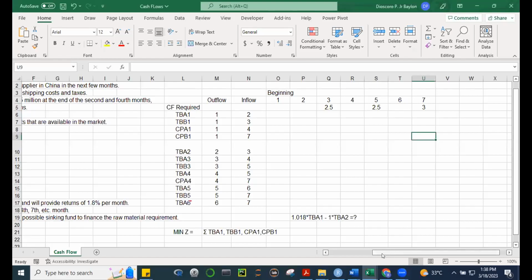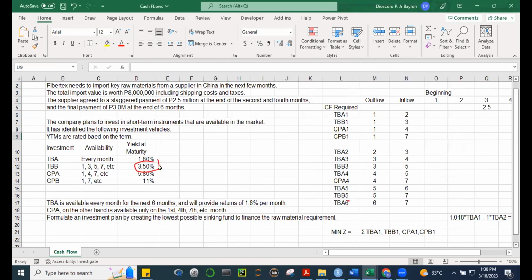Okay, good afternoon once again, class. Today we're going to continue discussing our linear programming involving a cash flow.